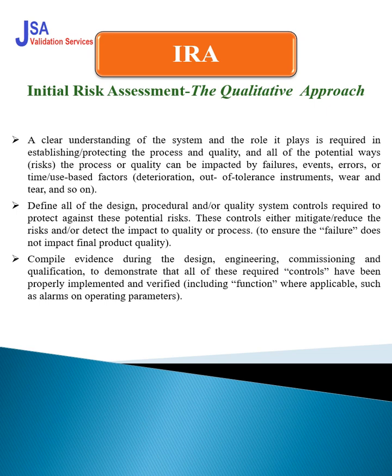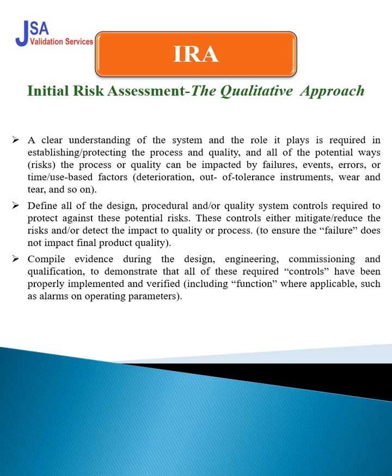Then initial risk assessment. After the URS, you have to initiate the initial risk assessment. Two types of approach are there. One is the quantitative approach, one is the qualitative approach. So a clear understanding of the system and the role it plays is required in protecting the process and quality. All the potential ways the risk to process quality can be impacted by failure, events, or errors should be considered.